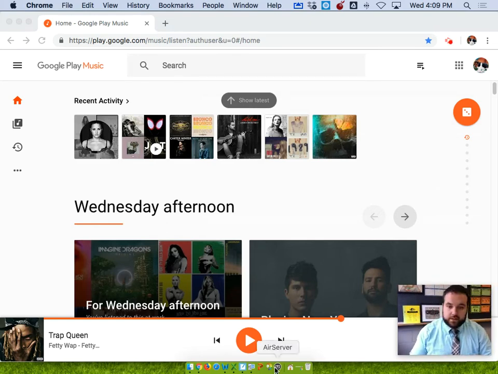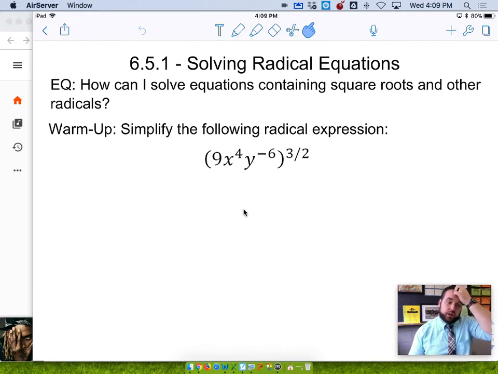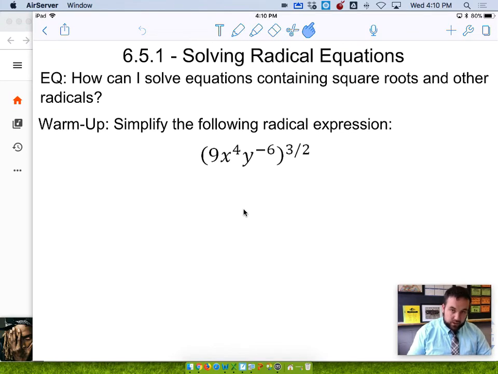Welcome back. Today we're going to go through section 6.5.1, which is solving radical equations. Up till now we've been simplifying expressions. We haven't actually solved an equation. That's what we're going to get into today. So if we jump right in, our essential question is: how can I solve equations containing square roots and other radicals?